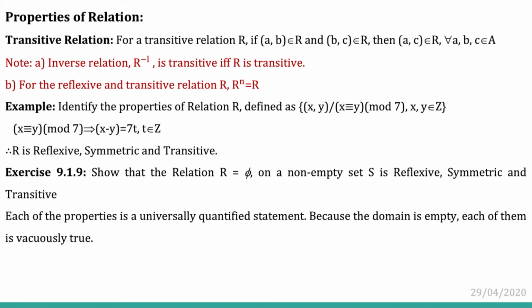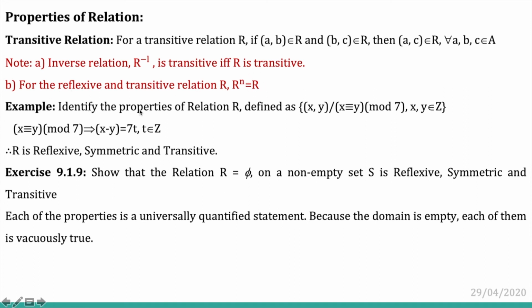Now let's check out the transitive property of a relation. A relation is said to be transitive whenever it contains an ordered pair (a, c) when both the ordered pairs (a, b) and (b, c) exist in relation R itself. The important point to notice here is that whenever the relation is transitive, its inverse is bound to be transitive and vice versa. Also, when a relation is reflexive and transitive, then the nth power of the relation is given by the relation itself. Now let's check out this example.